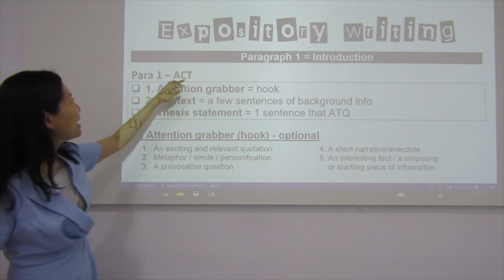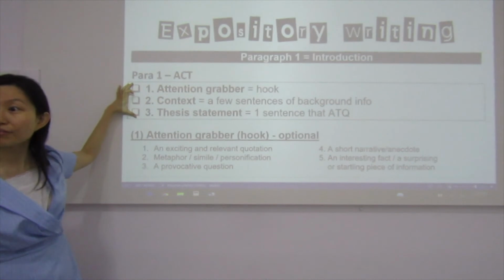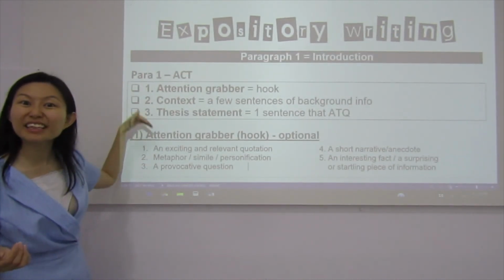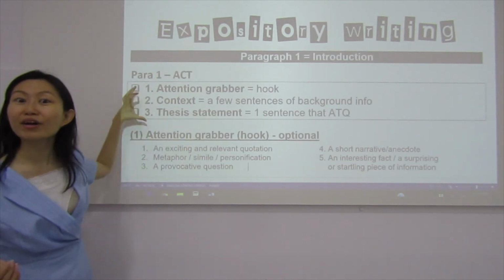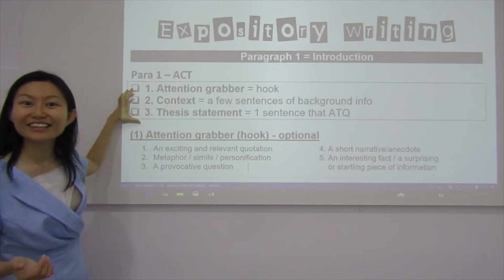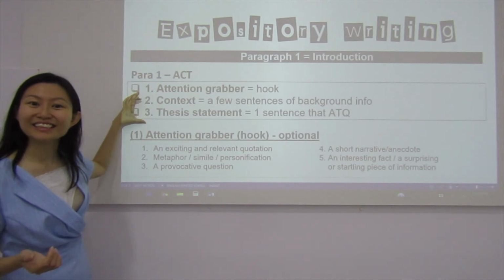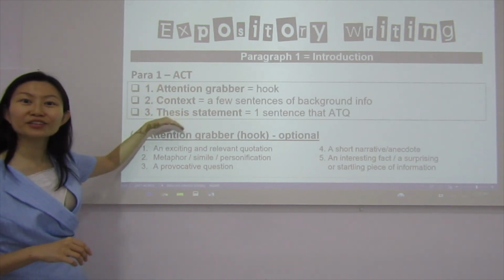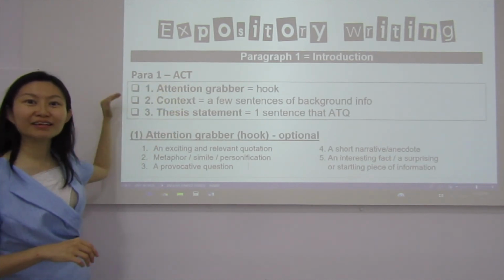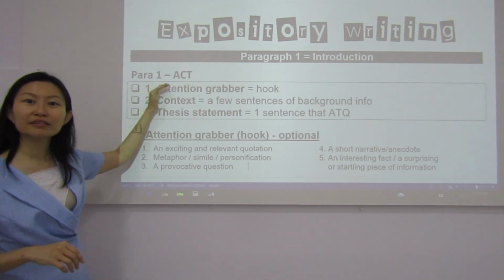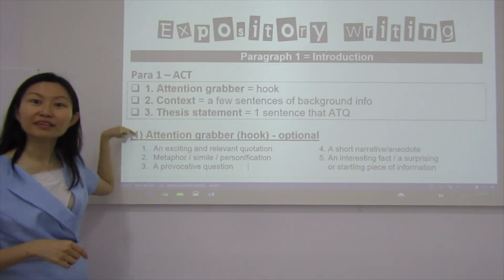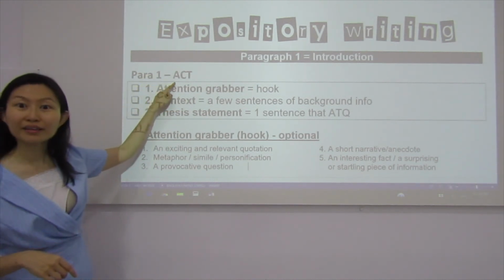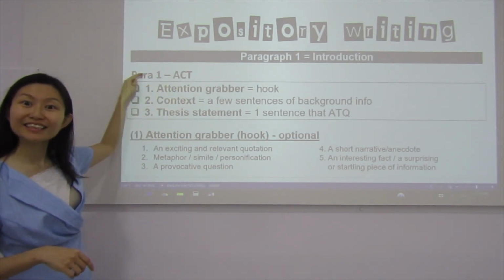Why ACT? We're trying to say that in paragraph 1, you need how many things? Can someone tell me? How many things are needed in paragraph 1? Look at this one. According to what you see here, how many things make up paragraph 1? So you see paragraph 1 is made up of how many things?